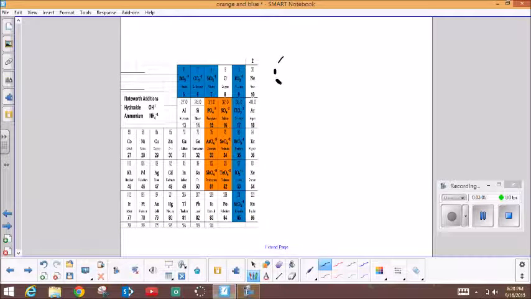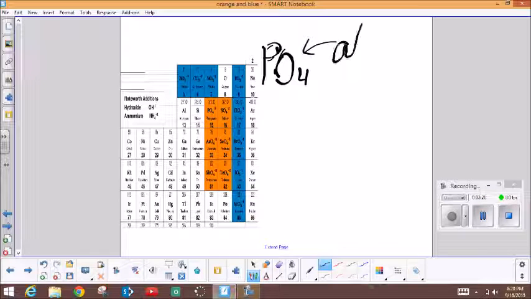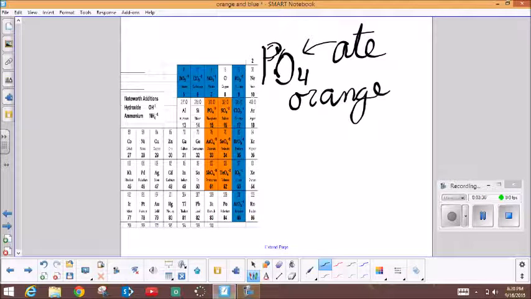You'll notice every one of the orange ones has an O4 with the element. So it's phosphorus and then 4 oxygens. And the name of it is the name of the element, like phosphorus is just the phos part. And then when it has 4 oxygens, well, all of this entire chart has the ending ate. All of the orange ones have 4 oxygens when they say ate.